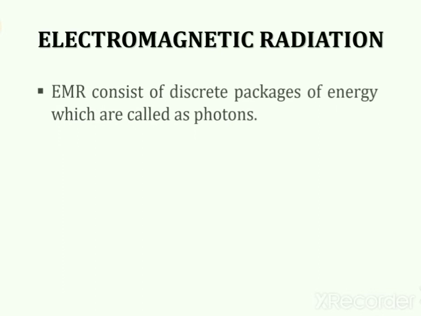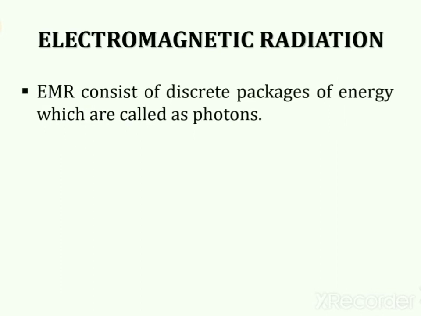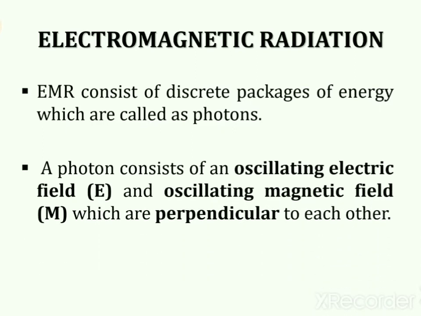Now, electromagnetic radiation. Electromagnetic radiation consists of discrete packages of energy which are called photons. So, EMR consists of various photons. A photon consists of an oscillating electric field, which is represented by capital E, and an oscillating magnetic field, which is represented by capital M, and they are perpendicular to each other.